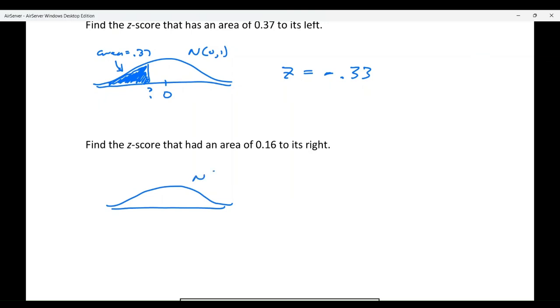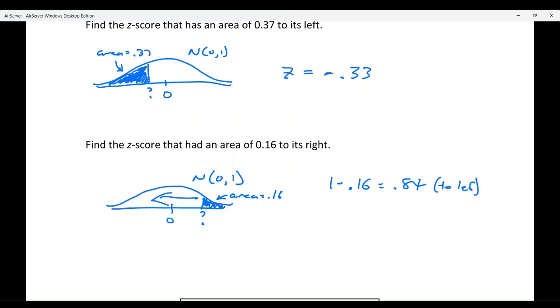Okay, all right, so now it says find the z-score that has an area of 0.16 to the right. Okay, so now here's 0. We're looking for just this area right here, and we want that value, I should say. Area is 0.16. Now again, we have to be careful here because that chart is to the left, not to the right. So what I want to do here, and there's two ways to do it, I would just say find the area to the left. So if it's 0.16 to one side, 1 minus that is 0.84. So it's 0.84 to the left.